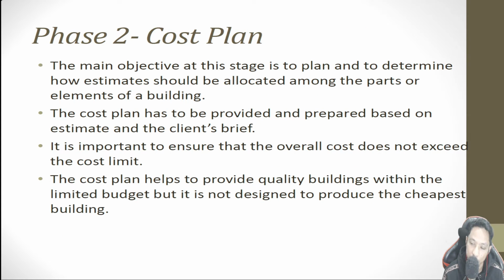So moving to phase 2, cost plan. The main objective at this stage is to plan and also to determine how the estimate should be allocated among the parts or elements of a building. This is to avoid any shortage of fund or capital during the construction period. So the cost plan has to be prepared based on the estimate and the client brief. And the cost plan is important to ensure that the overall cost does not exceed the cost limit fixed by the client. So the cost plan helps to provide quality buildings within the limited budget, but it is not designed to produce the cheapest building. So need to take into consideration the quality of the building.